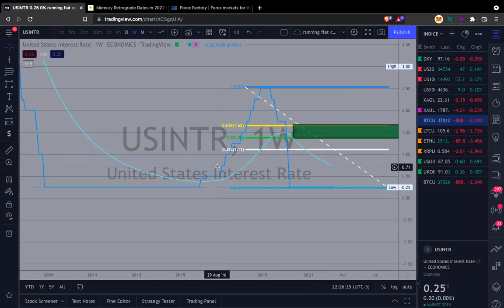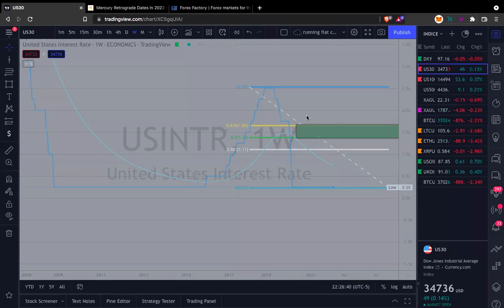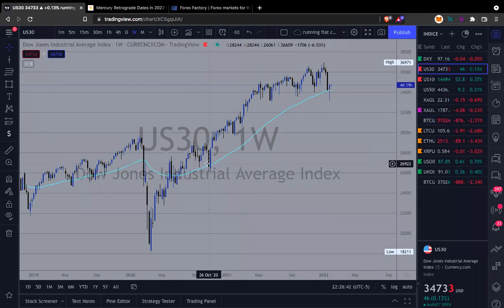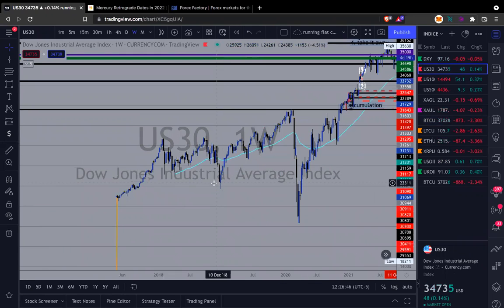Now here's the interesting thing. This is the most interesting thing you have to understand. Look at the year. The year is 2016. What was Bitcoin doing? Bitcoin's going up. What was the stock market doing? A lot of times we talk about this. This is the US 30, 2016. What was the stock market doing?